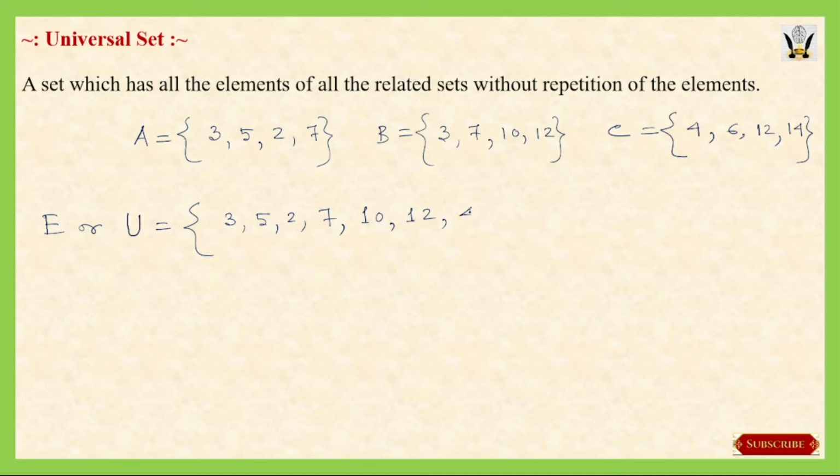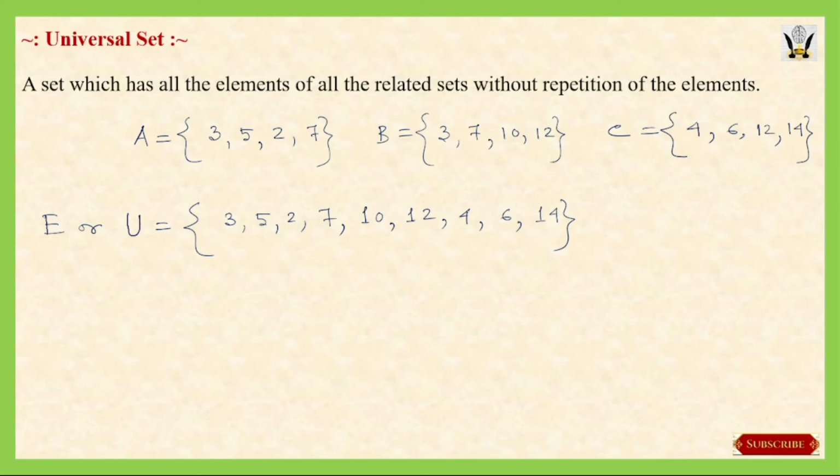Here 4 has not been repeated, so 4 is a new element, so we will consider that. Then 6. 12 has already been considered, so we will discard that. And then 14 is coming for the first time, 14 is new, so it will be considered. So the universal set with respect to these three sets will be this, and it will have these elements.